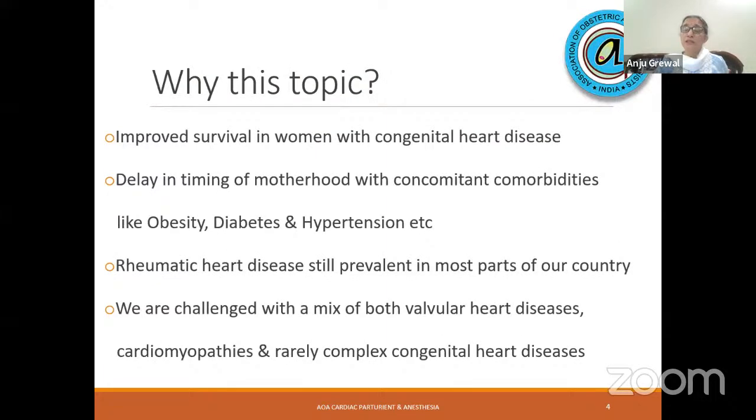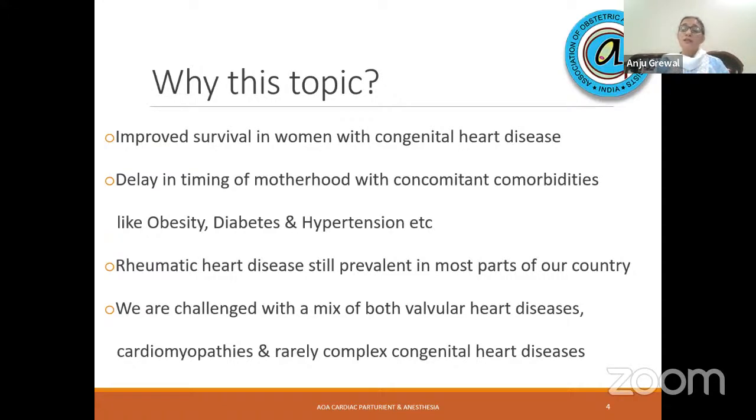Now, why are we discussing the topic? Partly because we all believe that it is indeed very difficult to understand. There is a mother who already has some compensatory mechanisms going on in the cardiovascular system. And then on top of that, we have an underlying heart disease that has its own set of issues.